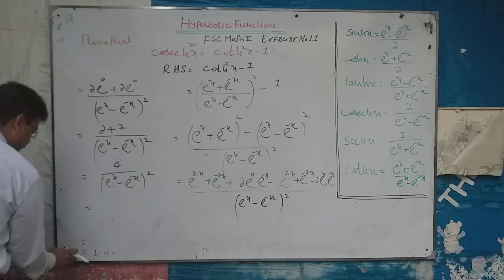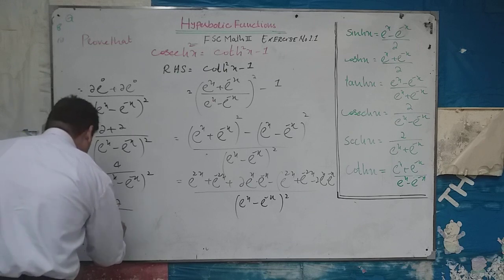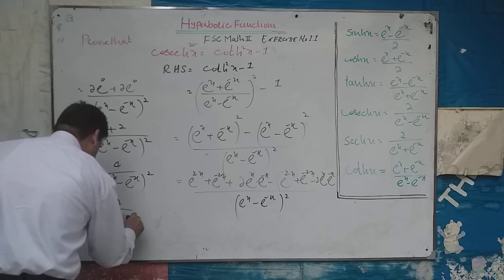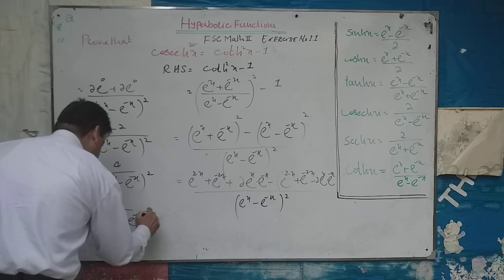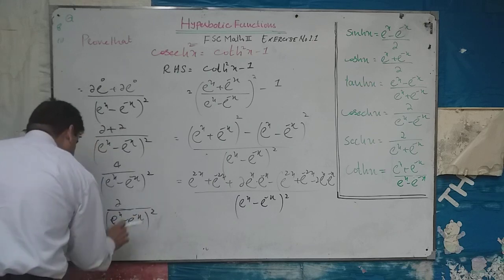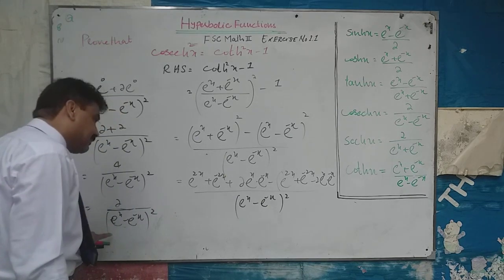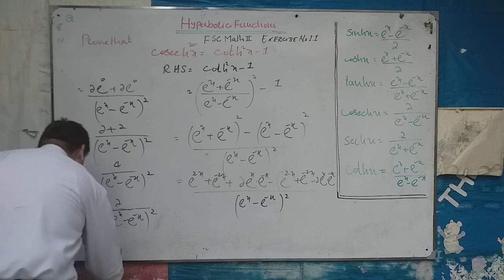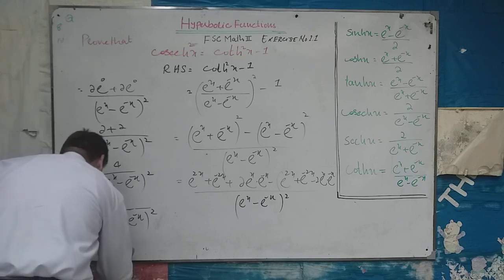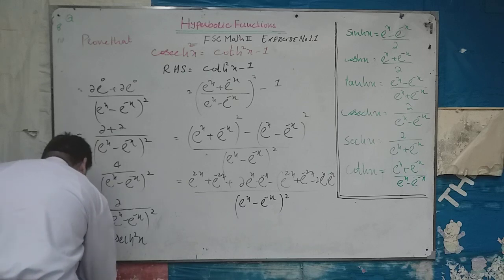We write 4 included in this square. We write 2 by e raised power x minus e raised power minus x whole square, which is the value of cosecant hyperbolic square x. We write cosecant hyperbolic square x. This will be equal to left hand side.